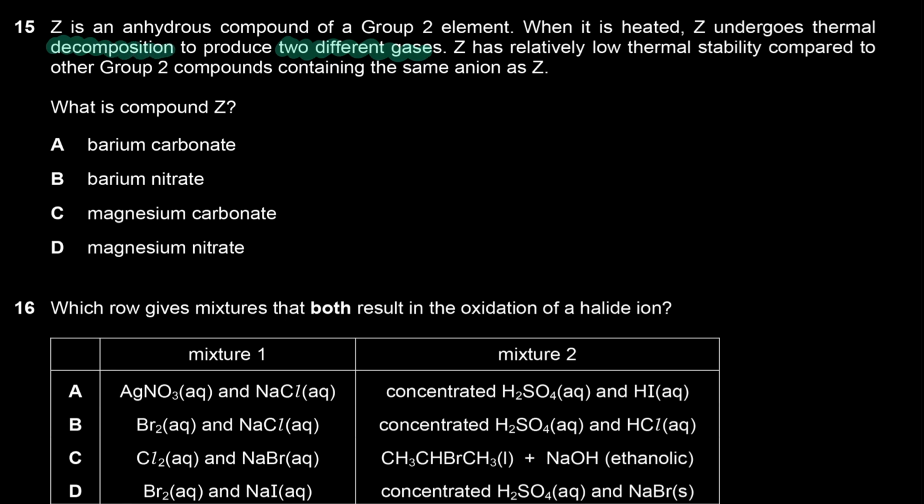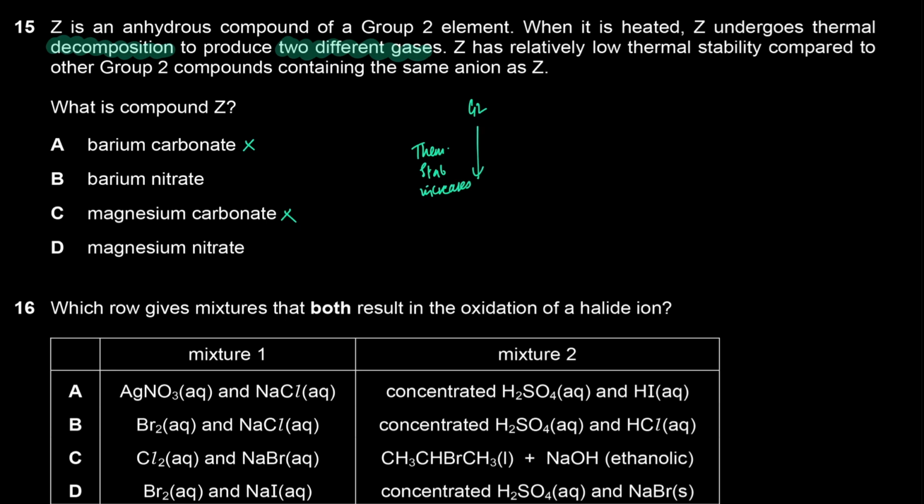So it's nitrates. Automatically we can eliminate A and C because carbonates only give carbon dioxide as a gas. That's the only gaseous product in their decomposition, whereas nitrates give nitrogen dioxide and oxygen. Now, they're also saying that Z has relatively low thermal stability compared to other group 2 compounds with the same anions. In other words, it has relatively low thermal stability compared to other nitrates. Now, which of these nitrates is less stable thermally? Which of these decomposes easier? If you guys remember the trends in thermal stability down the group, what happens to the thermal stability down the group? The thermal stability increases.